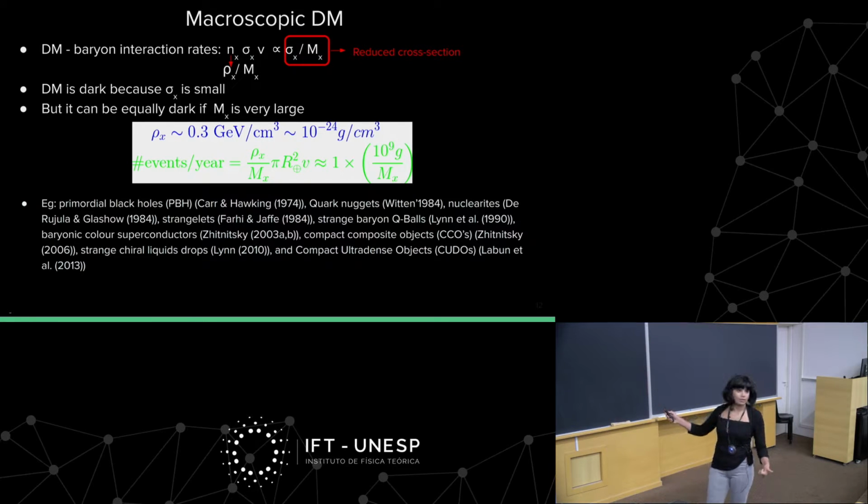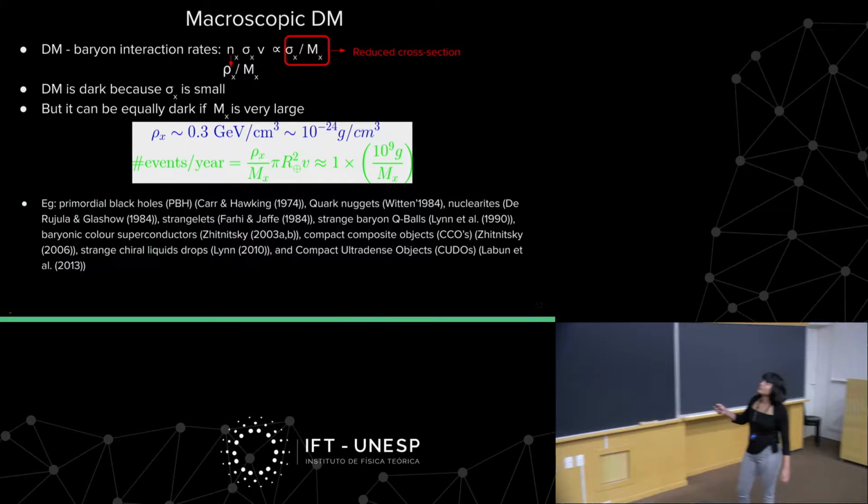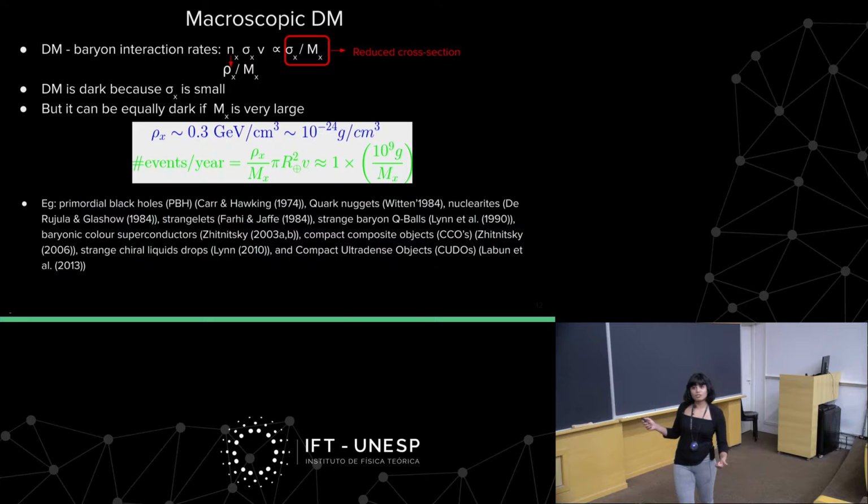It depends on the number density of the dark matter, the cross sections of the dark matter with these particles, and the velocity, because the number density is basically rho over m. So you could say this is proportional to the cross section divided by the mass of this dark matter candidate. This is what we call the reduced cross section.